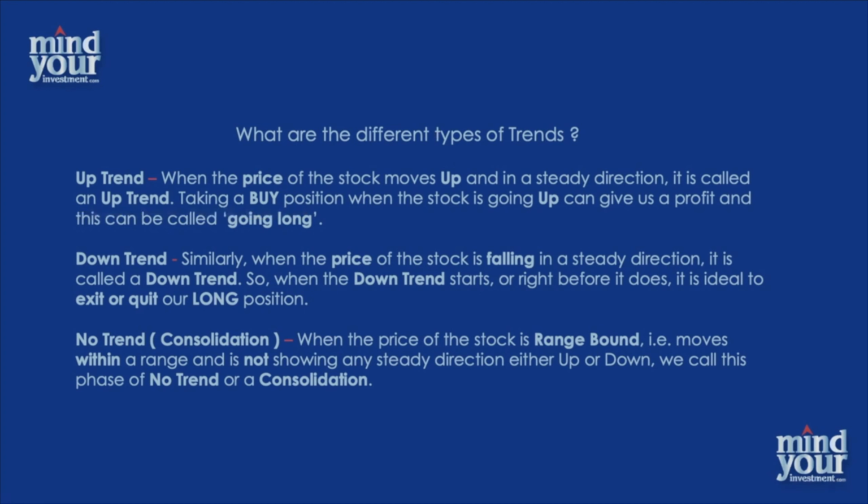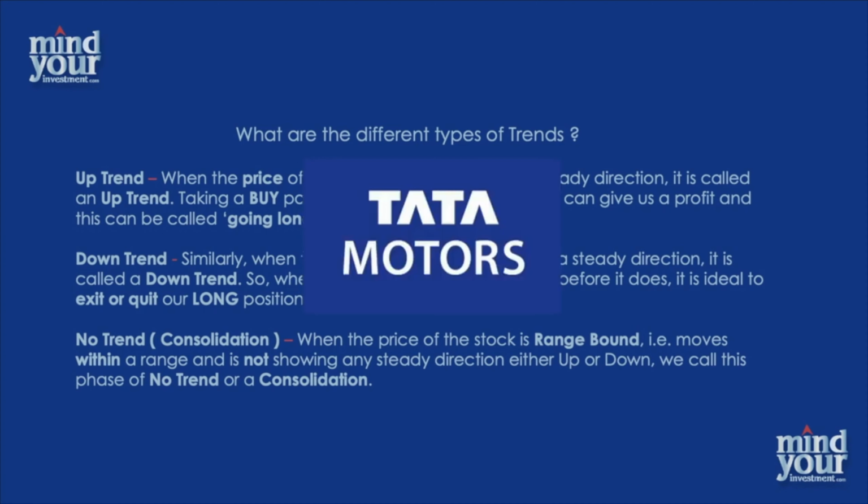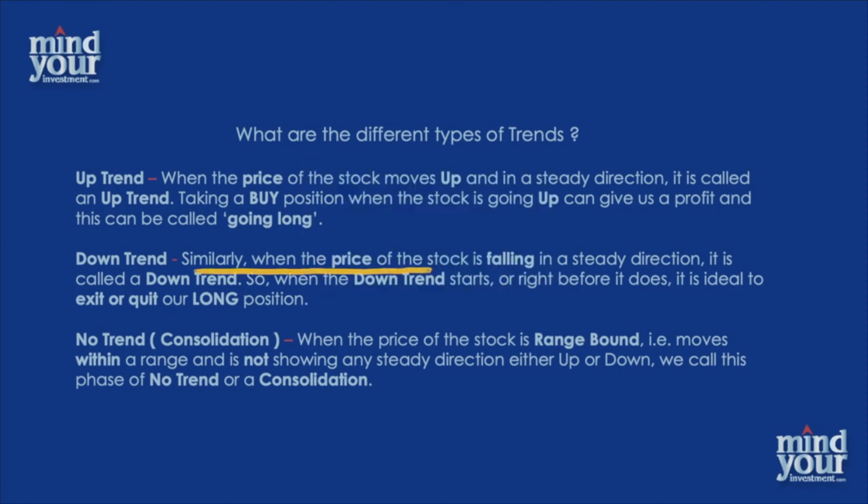Now, if we talk about downtrend, which you are again aware of because we covered that in the first video with the example of Tata Motors. Similarly, when the price of the stock is falling in a steady direction, it is called a downtrend. So when the downtrend starts, or right before it does, it is ideal to exit or quit a long position.